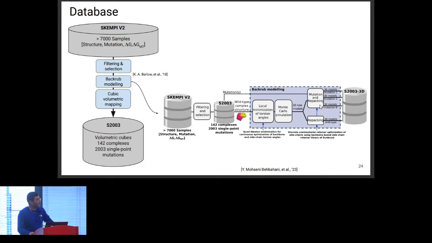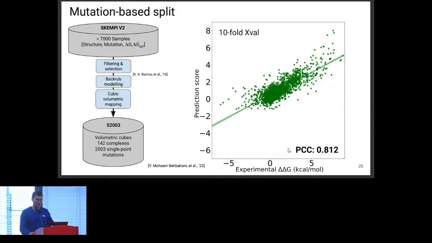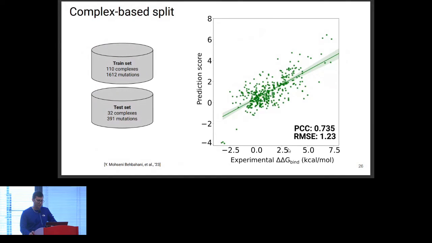However, this type of evaluation has a little problem. We might have the same mutational position in different folds. To make a better test, we split our data set into train and test, and there is no common complex between these two sets. Our test set has 391 mutations associated with 32 complexes. Here you can see the result. We reached a Pearson correlation of 73%.